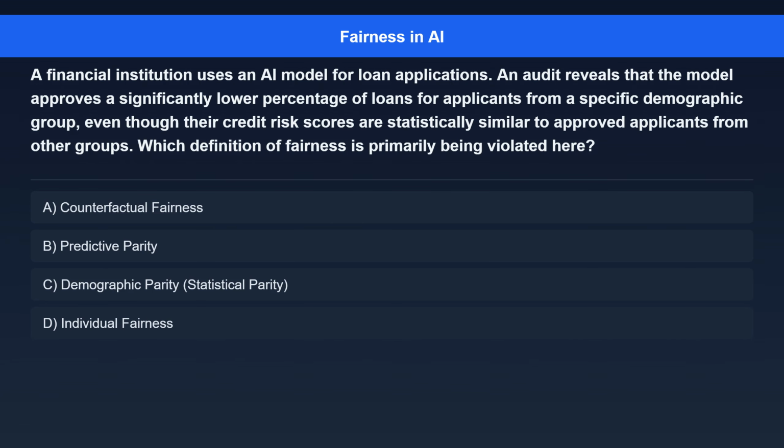Question 7. A financial institution uses an AI model for loan applications. An audit reveals that the model approves a significantly lower percentage of loans for applicants from a specific demographic group, even though their credit risk scores are statistically similar to approved applicants from other groups. Which definition of fairness is primarily being violated here? Option A. Counterfactual fairness. Option B. Predictive parity. Option C. Demographic parity, statistical parity. Option D. Individual fairness.